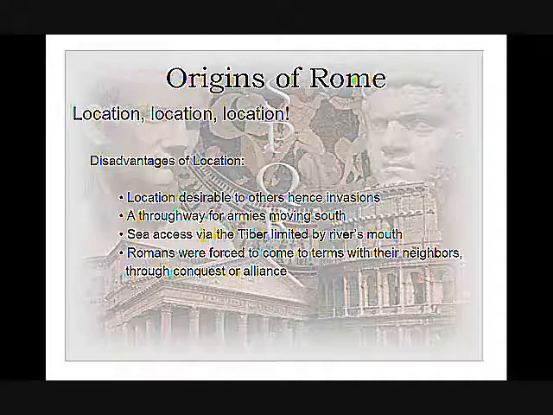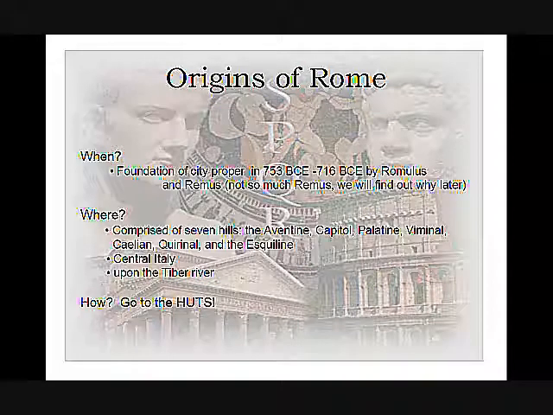Some of the disadvantages of the location were that it was desirable to others, so there was lots of fighting. Any enemy armies moving down south would have passed through their lands. Their sea access was limited because of the Tiber River's mouth, and they often had to come to terms with their neighbors because of their proximity, either through ally or conquest.